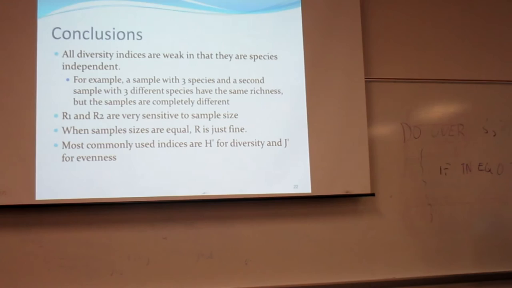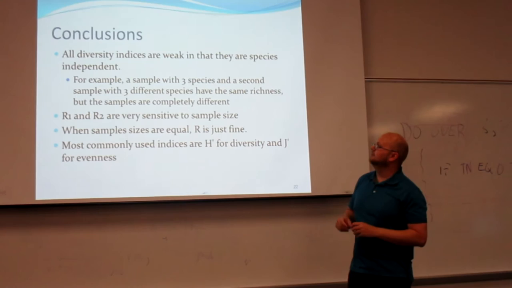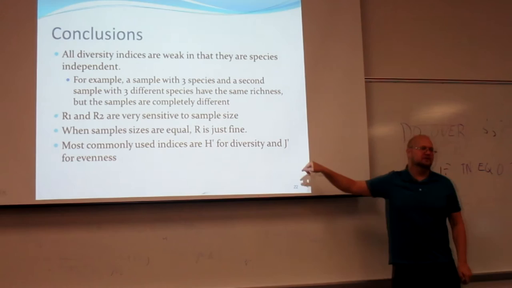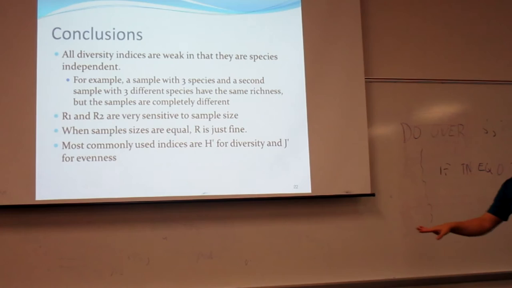So in terms of diversity, maybe a little bit of advice is that everything is species dependent. And depending on your sample sizes might depend on what you're going to use. So when your sample size is equal, just your standard R works just fine. And for most things that we do, we just use H prime and J prime for evenness. I would really recommend, if you're looking at diversity, to start with those to get an idea of what the diversity is and then move to the next one.